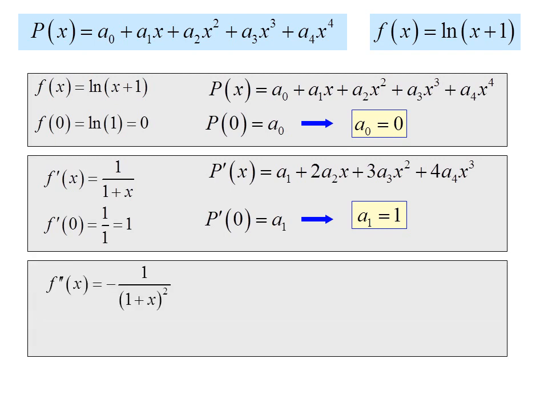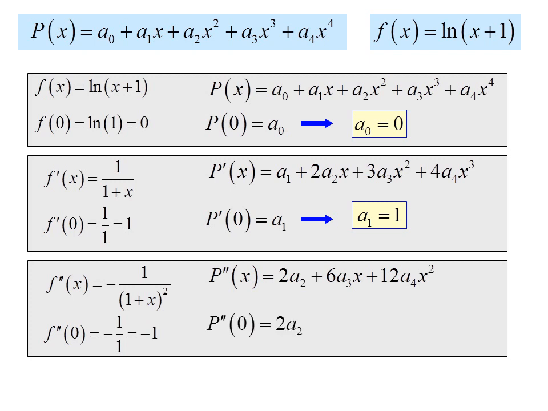The second derivative of f at x is negative 1 over 1 plus x quantity squared. If we put in 0 for x, f double prime of 0 equals negative 1 over 1, or negative 1. Once again, we take the derivative of our previous series to get the second derivative. And if x equals 0, all the terms cancel out except the first one. So we get p double prime at 0 equals 2 a sub 2. Therefore, a sub 2 must be negative 1/2.